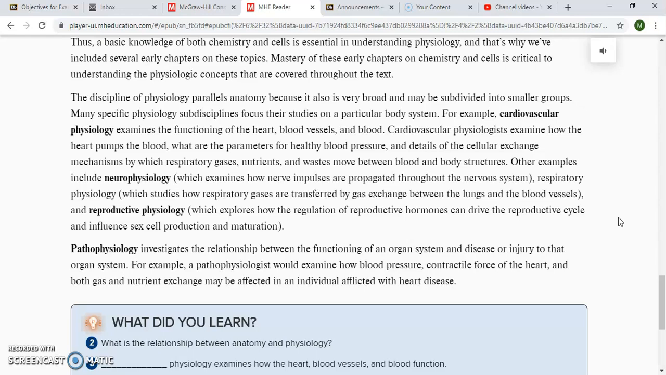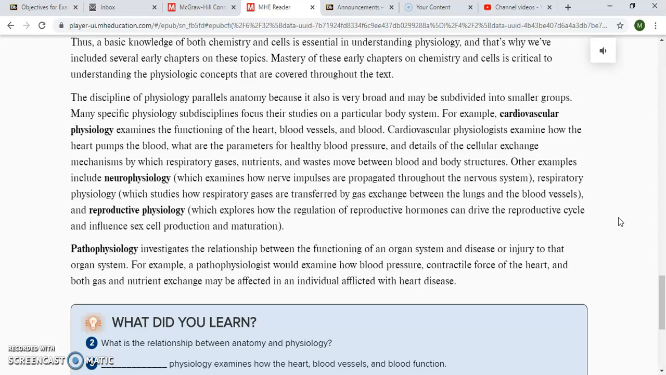And obviously they're going to be knowledgeable about the anatomy of the cardiovascular system. So they have that systemic anatomy component. But whenever you're talking about cardiovascular physiology, you're focusing on how does the heart function? How do the blood vessels function? How does the blood that's in those blood vessels function? And how does that all work together to keep the blood moving through the body, keep all our cells healthy.